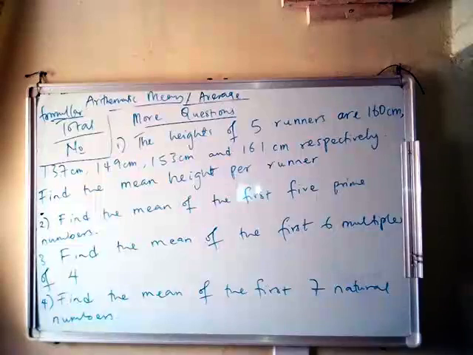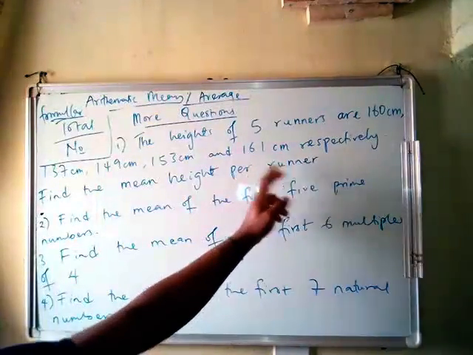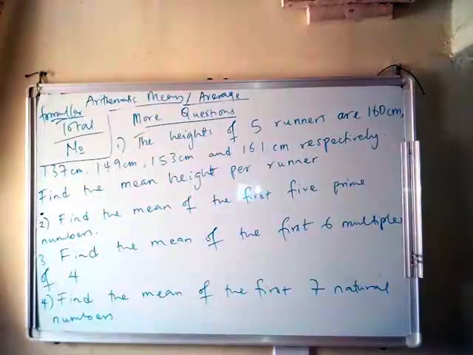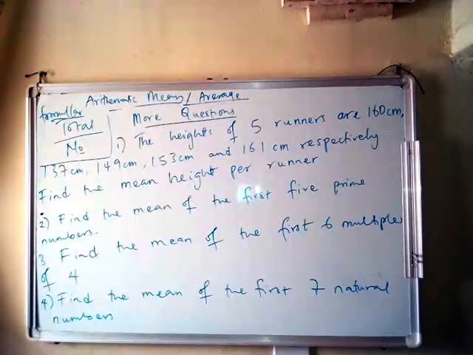Okay, so it's not difficult. Number 2 says find the mean of the first 5 prime numbers. So it tests your knowledge on prime numbers to see if you can still remember, but I'm very sure that you can remember. Number 3 says find the mean of the first 6 multiples of 4. The first 6 multiples of 4 that you should find the arithmetic mean. Very easy, not so.